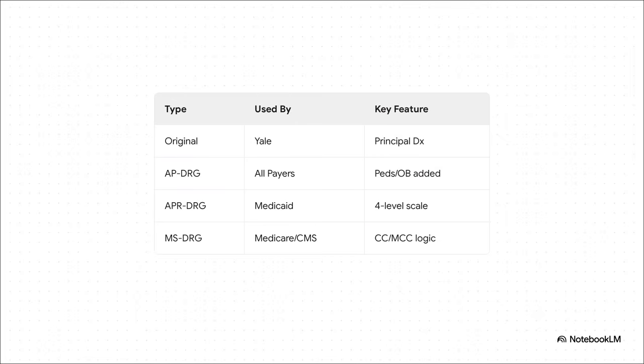It's actually fascinating to look back at how this whole system evolved. It started way back in the 1980s with Yale University's original concept, which basically just grouped cases by primary diagnosis. Over time, state Medicaid programs expanded this into AP-DRGs and APR-DRGs to include more refined data, plus a 4-level severity scale. And that brings us to today's standard used by CMS, the Medicare Severity DRG, or MS-DRG system. Introduced in 2008, this system strictly differentiates your reimbursement by the actual severity of the patient's illness and their comorbidities.